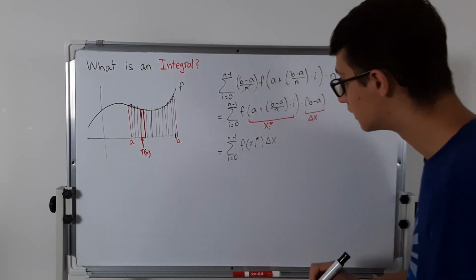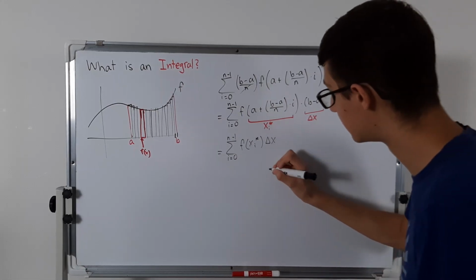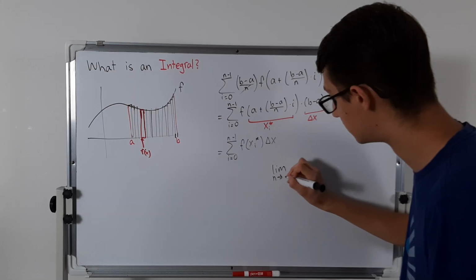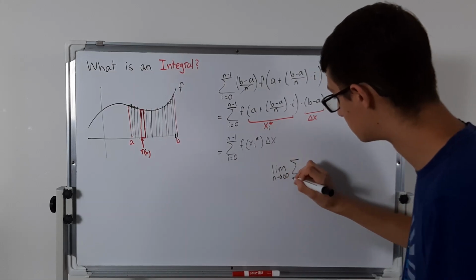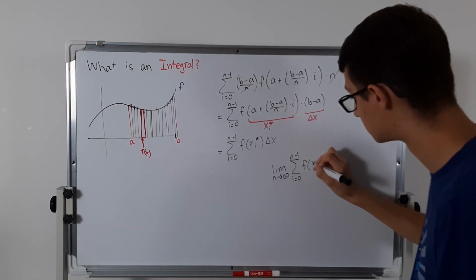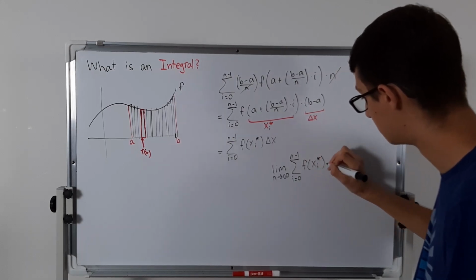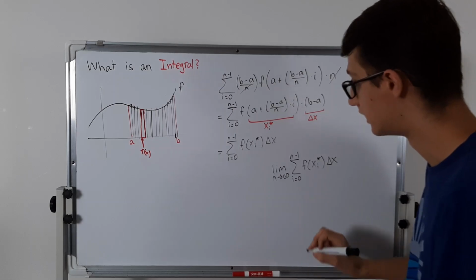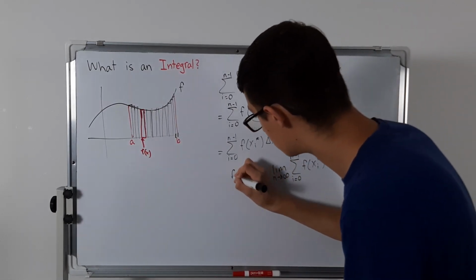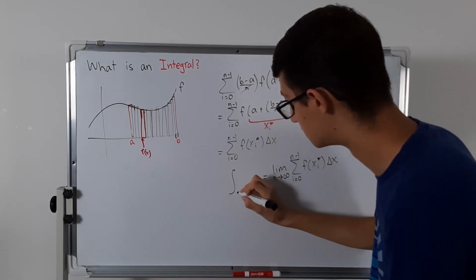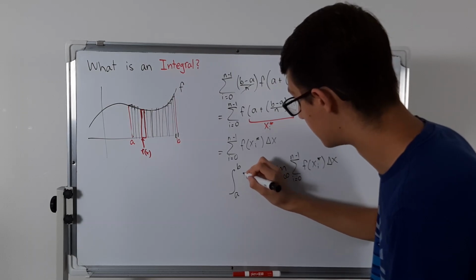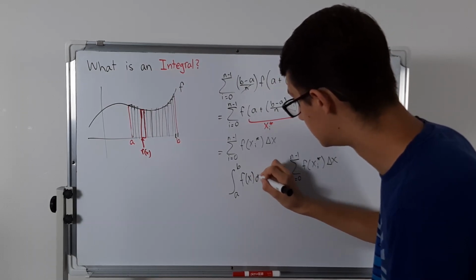So what we can do is say that the limit as n goes to infinity of our sum, i equals 0 to n minus 1, of everything I just said, so f of x star sub i multiplied by delta x, is equal to the area, which I will call the integral. So this is our notation: the integral from a to b of f of x dx.